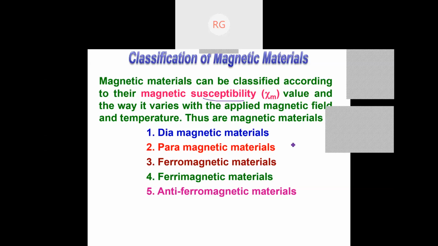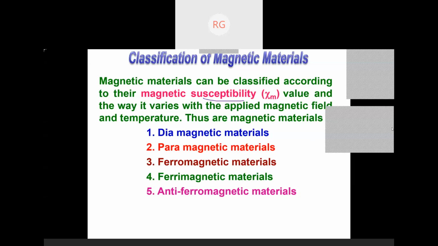However, I will define what a diamagnetic material is and how it behaves in an external field, similarly for paramagnetic materials also. So can you type in the chat box what the applications of these magnetic materials are? Any one of these five different classes. Just try to type your answers, the uses of magnetic materials in various fields.